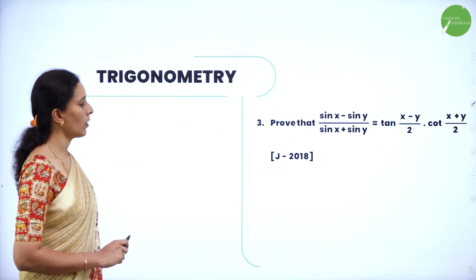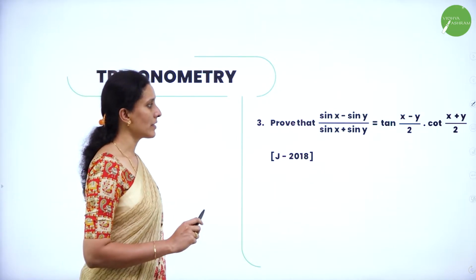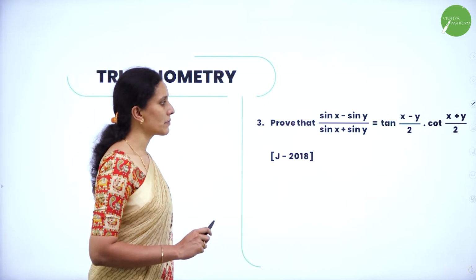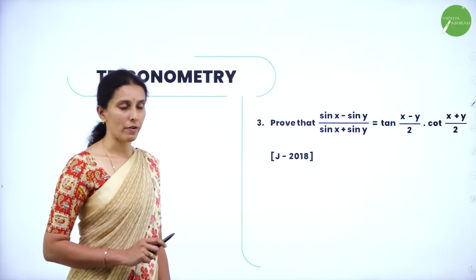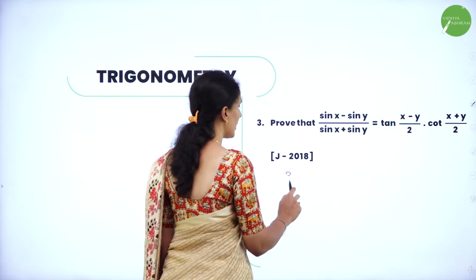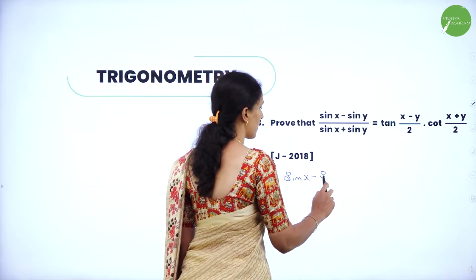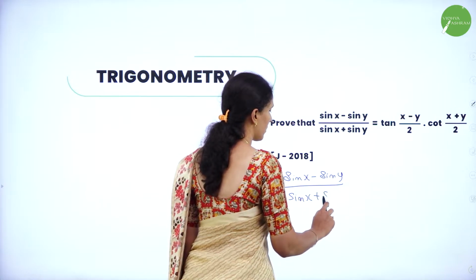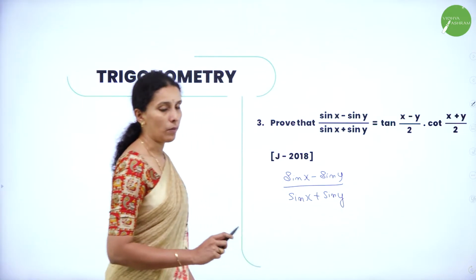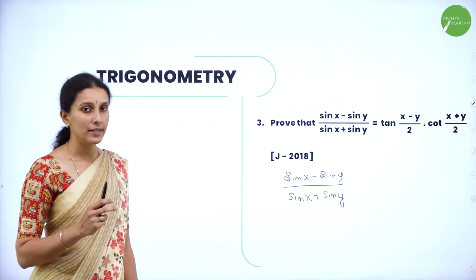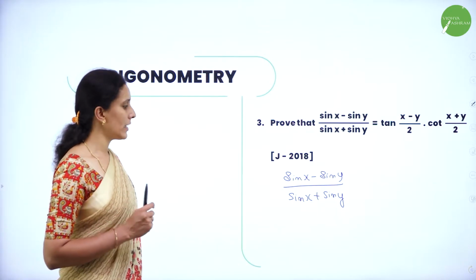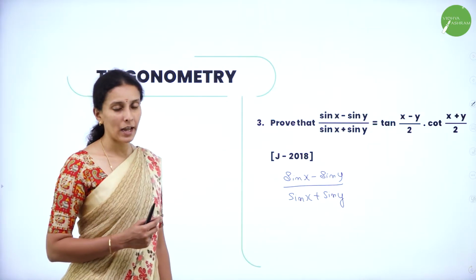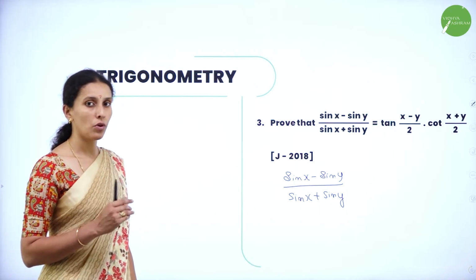Next, prove that sin x minus sin y over sin x plus sin y is equal to tan x minus y by 2 cot x plus y by 2. So first let us take sin x minus sin y divided by sin x plus sin y. Now using transformation formula, that is sin C minus sin D and sin C plus sin D. So sin C minus sin D is 2 cos x plus y by 2 sin x plus y by 2. Sin C plus sin D can be written as 2 sin x plus y by 2 cos x minus y by 2.